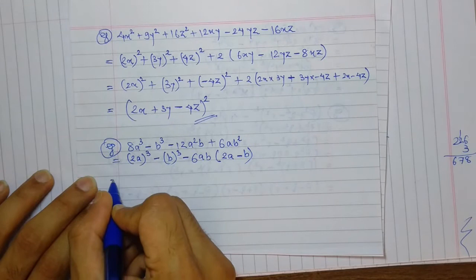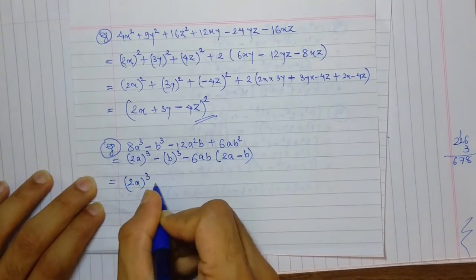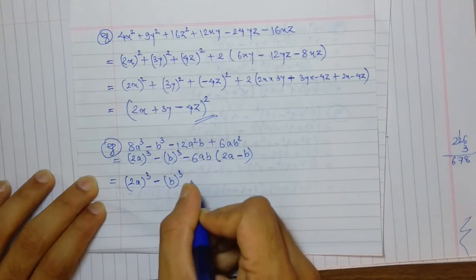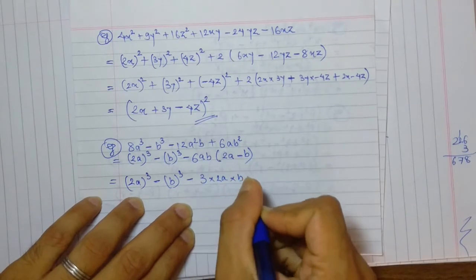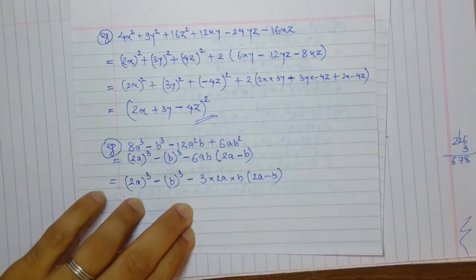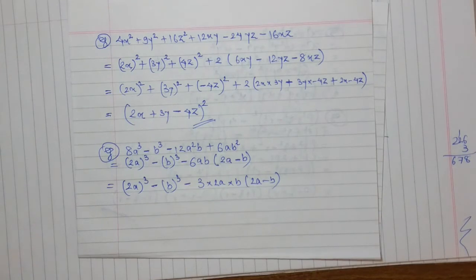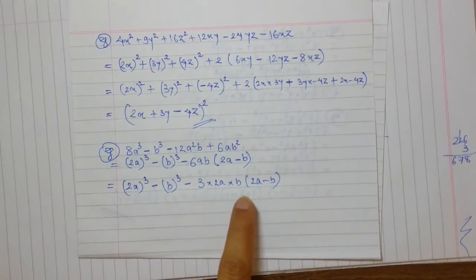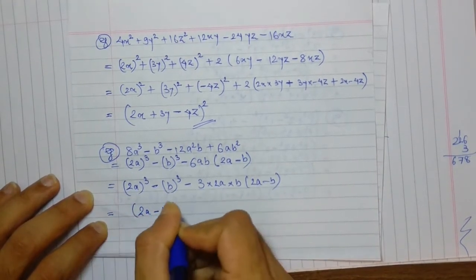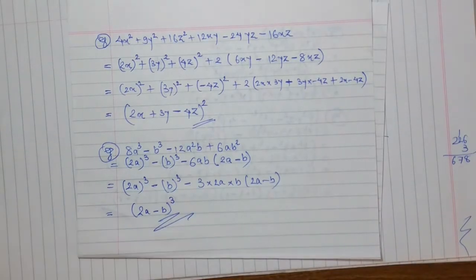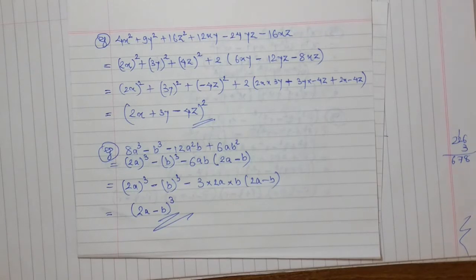Can I write this as (2a) the whole cube minus (b) the whole cube minus 3 into 2a into b bracket (2a minus b)? Can you see I'm making everything fall into pieces in the form of an identity? Which identity do you see here? a cube minus b cube minus 3ab bracket (a minus b). It is nothing but (a minus b) the whole cube. That is the factorization, (2a minus b) the whole cube. So this is also one type of factorization which you are going to come across.